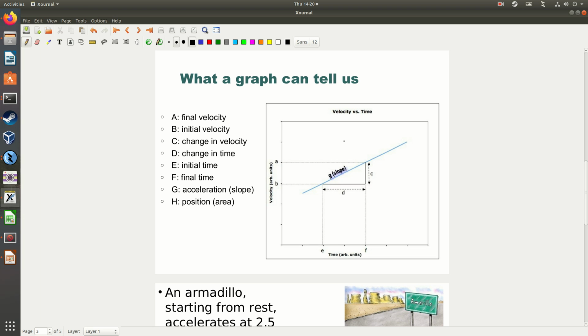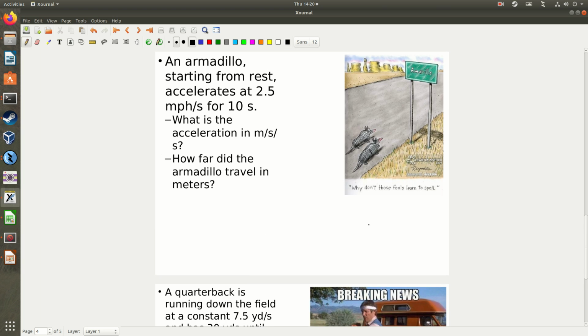You can get acceleration from the slope because your acceleration is equal to your change in velocity over your change in time. And notice that this is your change in velocity, since velocity is on your y-axis, and this is your change in time, since it's on the x-axis. So the slope in the graph actually tells us something, and that's the big part that you should get from that. Guess I'll do a few practice problems.